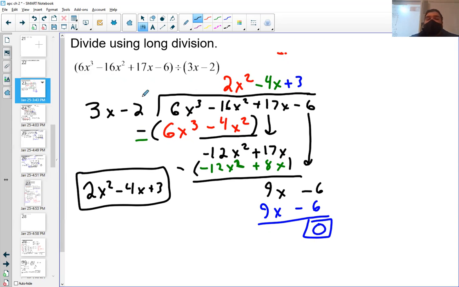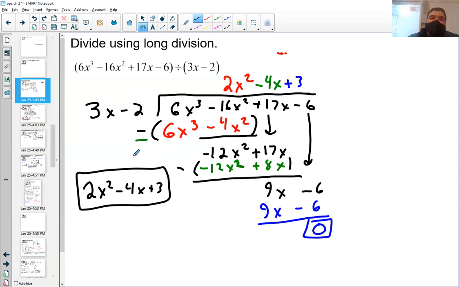You always ask yourself, how can I make my 3x match 6x cubed? How can I make my 3x match negative 12x squared? How can I make the 3x match 9x? The leftover, which is the negative 2, I don't care. That'll just naturally work out. All I care about is matching my first term with my first term. The negative 2 is like a hanger-on. He's just coming along for the ride.